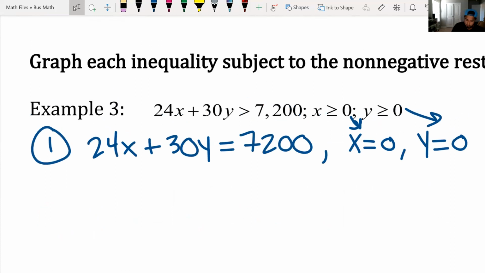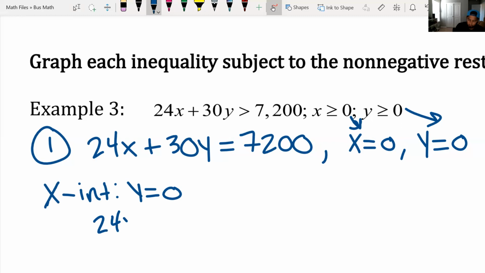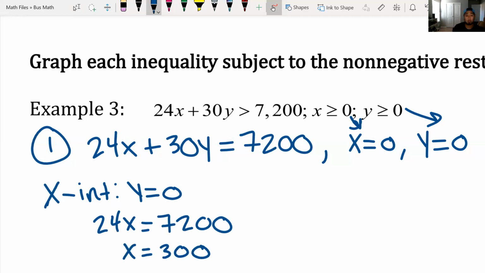All right. Tongue-tied today. So we'll look for the x-intercept, which means you set y equal to 0. And we know that'll zero out the y value for the first equation. So that'll just leave me with 24x equal to 7,200. And then I will divide 7,200 by 24 and get x equals 300.